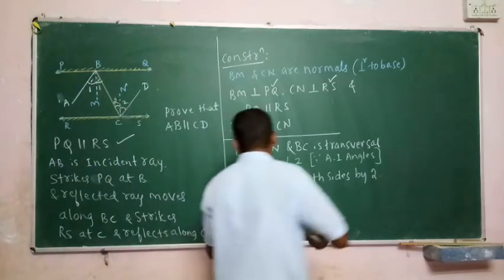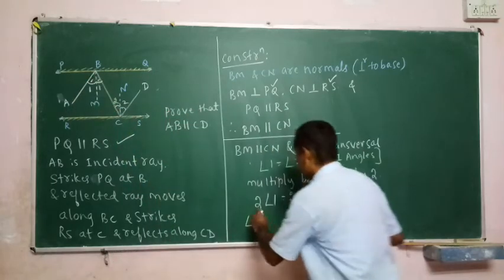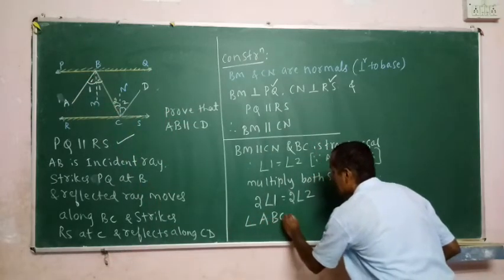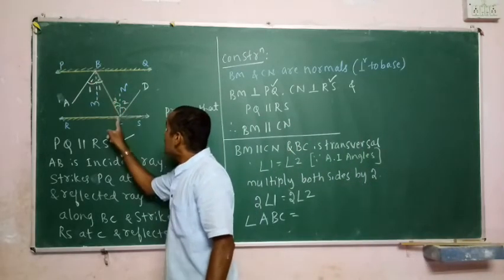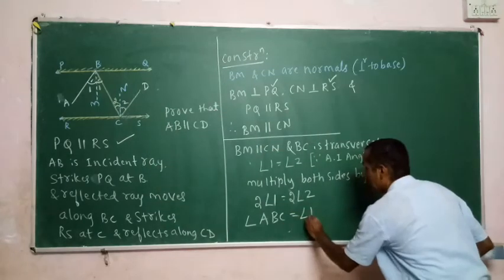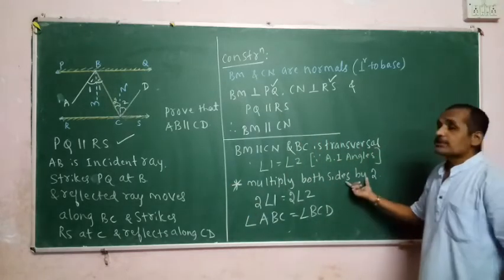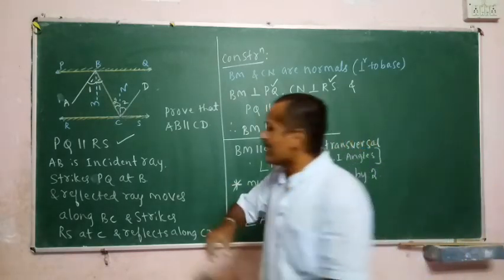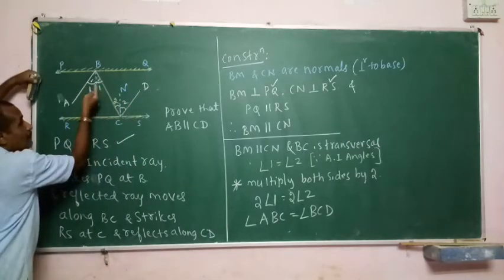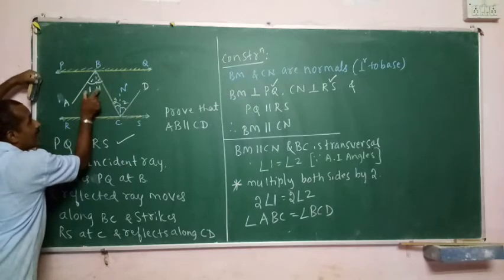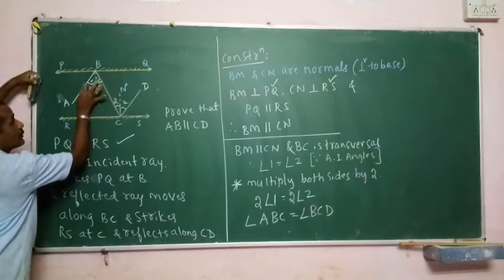So 2 times angle 1 means I can find which angle? Angle ABC. Angle ABC is equal to 2 times angle 2, I can write angle BCD. My children, this is the point you have to keep in mind. Multiply both sides by 2. Why do I have to multiply? Because I want a full angle. This angle I want. So angle 1 is here. If I multiply by 2, one more angle 1 I can add. Angle 1 plus angle 1 gives you 2 times angle 1. So it will be the full angle from here to here.